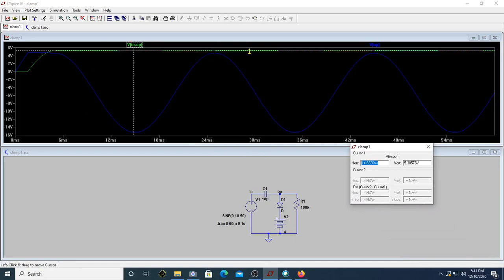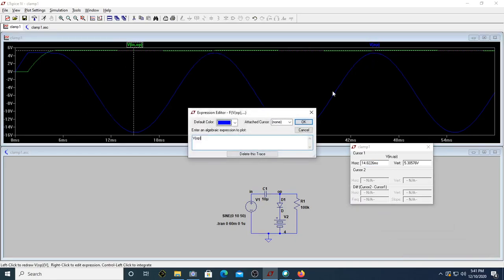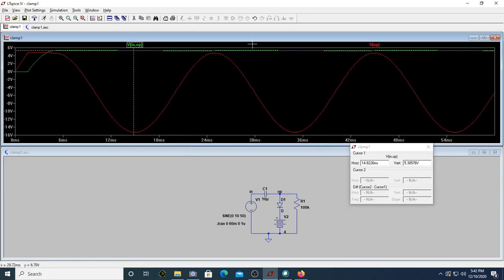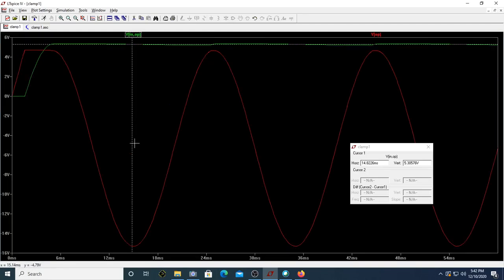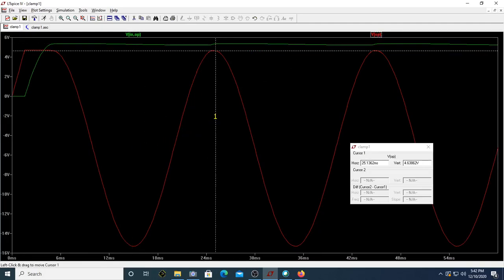And this is the output voltage. If you want to see the output voltage, put it in a different color. Sorry, let me put it red. This positive peak will now be clamped, of course, from the second cycle onwards. Let me just put it on this. You can see now it is clamped to 4.6 volts.